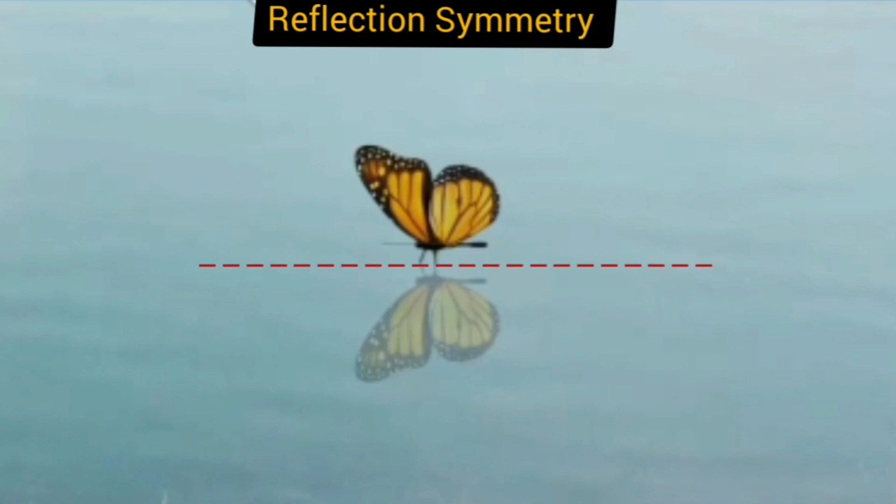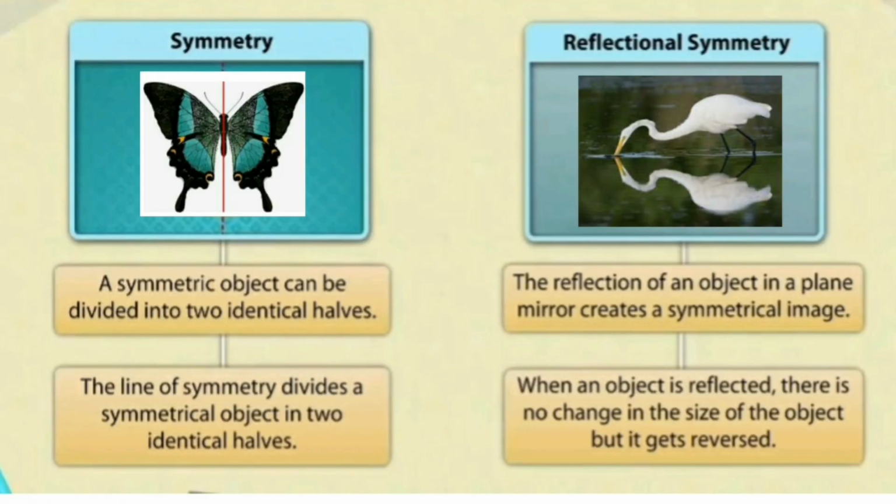You must have observed a symmetrical object can be divided into two identical wholes. The reflection of an object in a plane mirror creates a symmetrical image. The line of symmetry divides a symmetrical object into two identical wholes. When an object is reflected, there is no change in the size of the object, but it gets reversed. I am sure you must have understood the concept of symmetry.